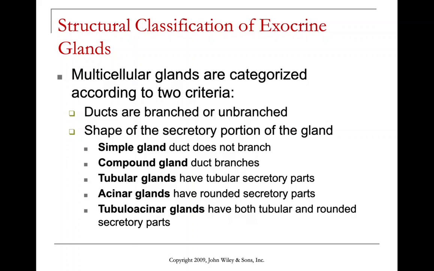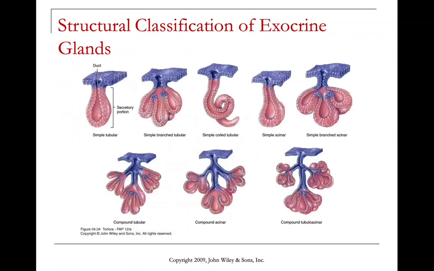Tubular glands have tubular secretory parts. Acinar glands have rounded secretory parts. And tubulo-acinar glands have both tubular and rounded secretory parts. So you can see the different examples here in these pictures.